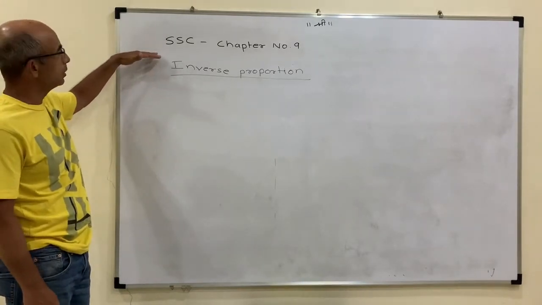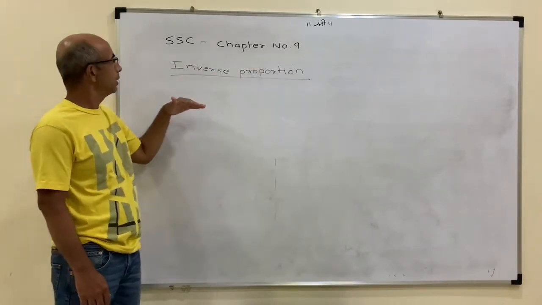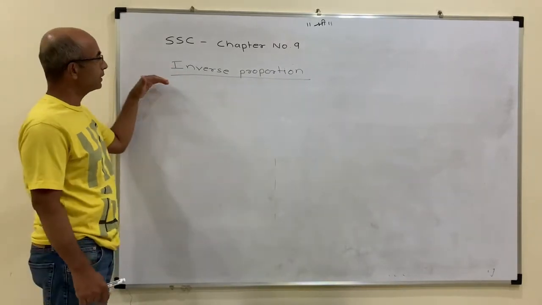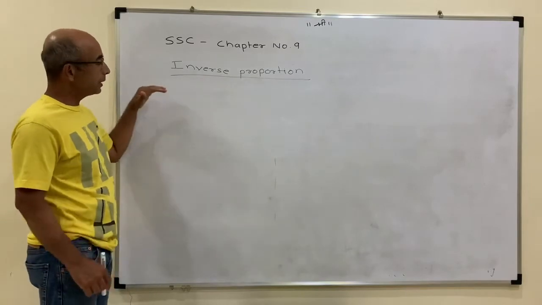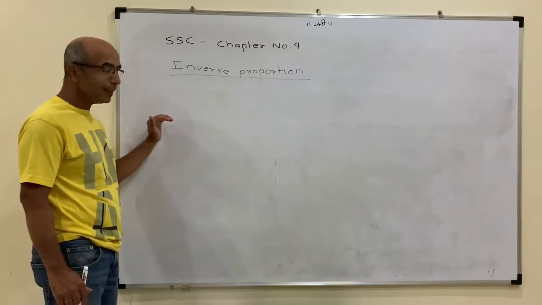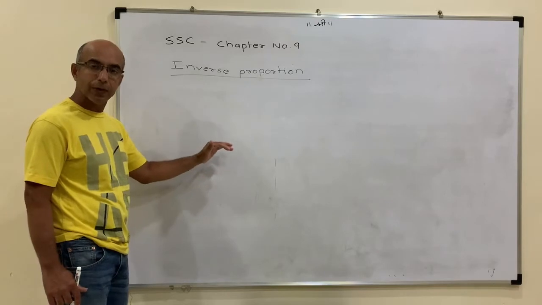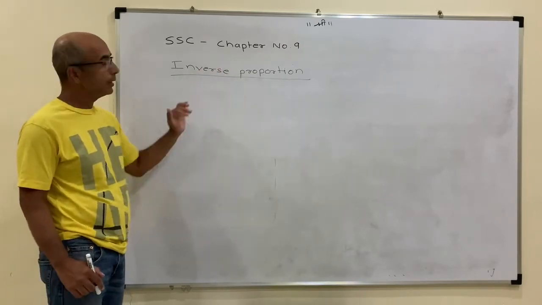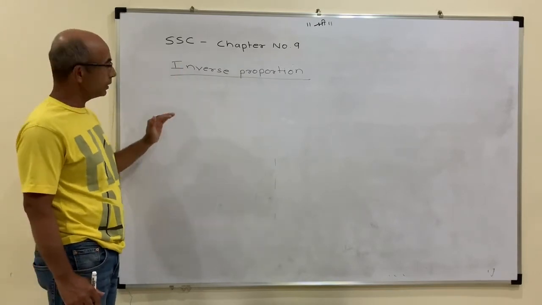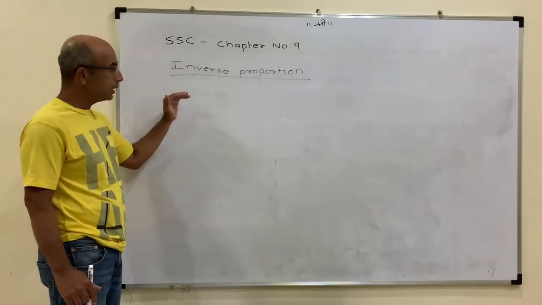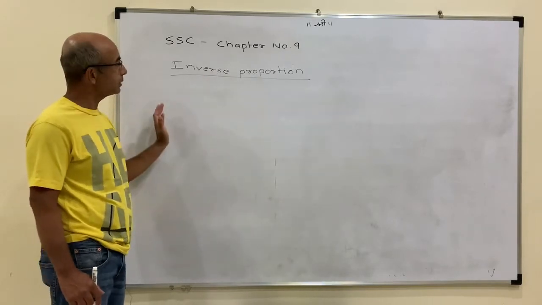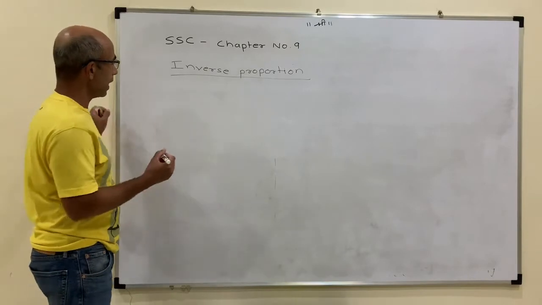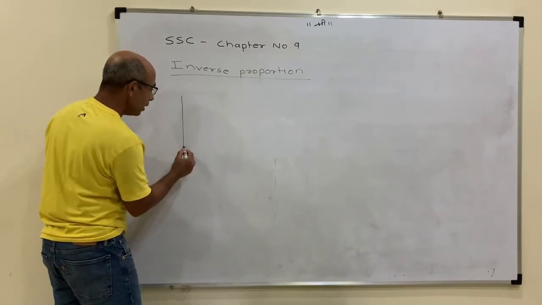SSC book, chapter number 9, inverse proportion. In the previous video, we have seen the direct proportion. In direct proportion, when one thing increases, the other thing has the same effect. So one increases, the other as well increases. In inverse proportion, when one thing increases, the other thing decreases. That's the inverse proportion. Now, let's consider that we need to build a wall.